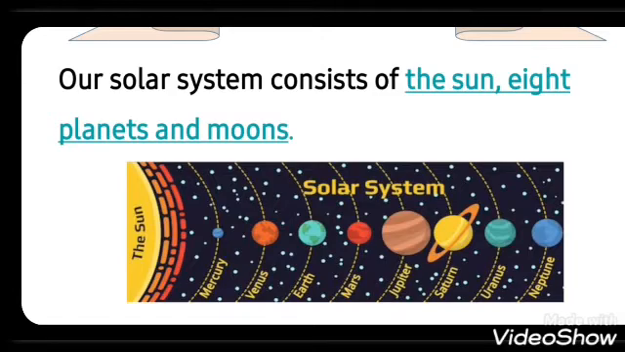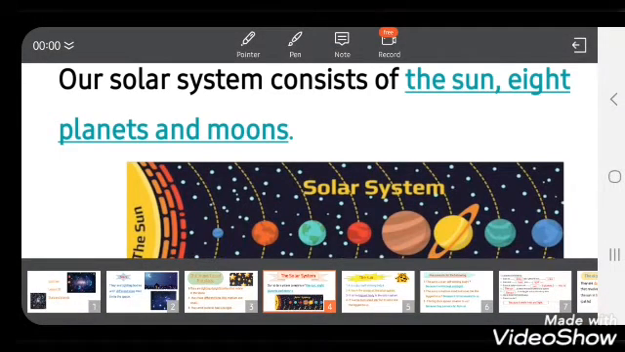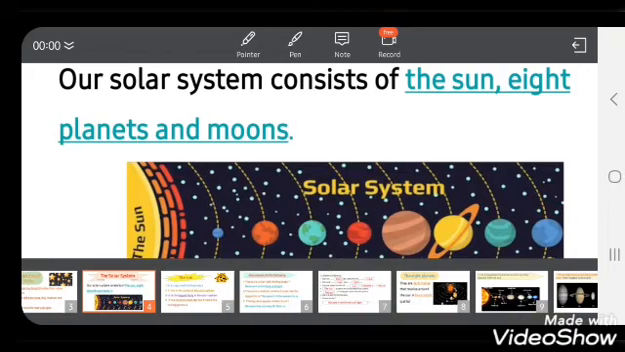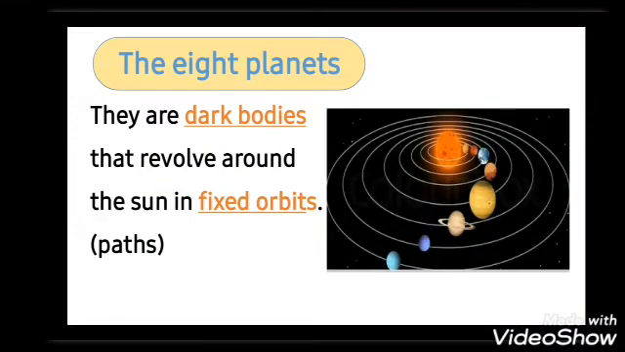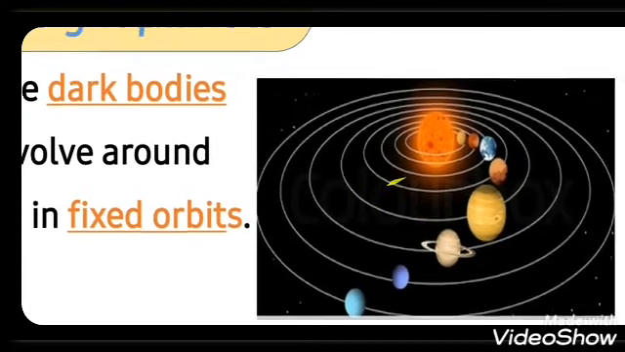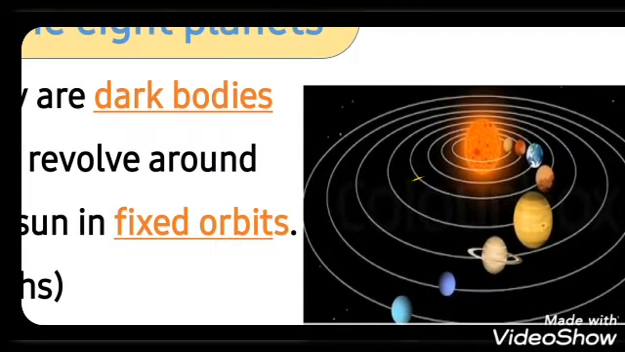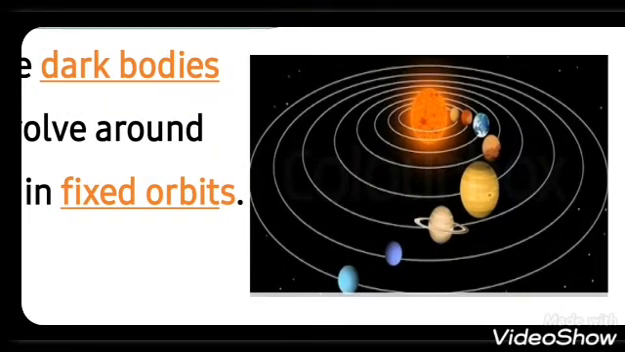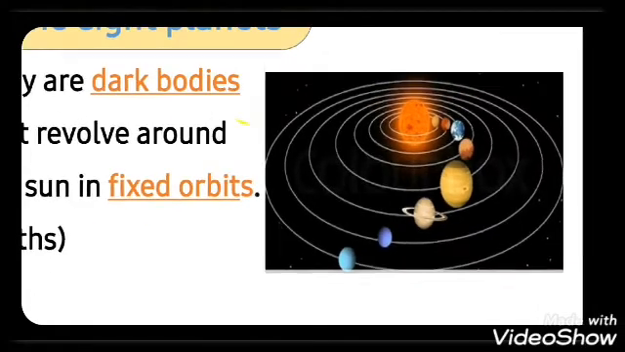Last video I said that the sun is in the center of the solar system. Today I will talk about the eight planets. Look at this picture. You will see the sun in the center of the solar system, and the 8 planets rotate around the sun in fixed orbits. Look at the white circles. They are the fixed orbits which the planets rotate around the sun.